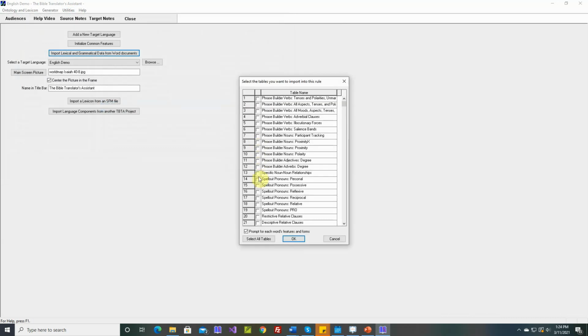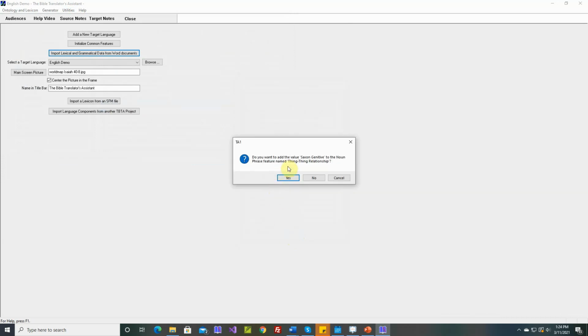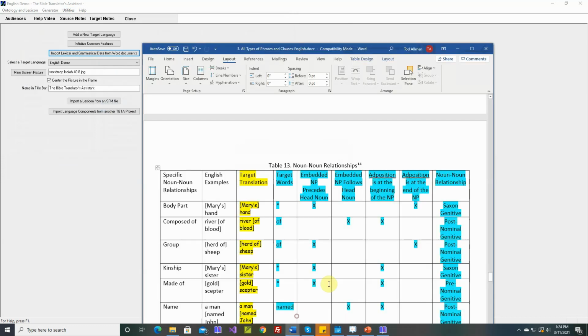And that's table number 13, specific noun-noun relationships. And it asks us before each one, okay, it's going through this list over here. We've defined noun-noun relationships. For example, Saxon genitive. Okay, if you're working in a low-resource language, you won't have names like Saxon genitive or Norman genitive. You'll probably just have genitive. In fact, English is complicated in this respect. We have different types of genitives. The other languages I've worked in, they just have one type of genitive, and typically they go either before or after the head noun. So you won't have names like Saxon genitive or Norman genitive.